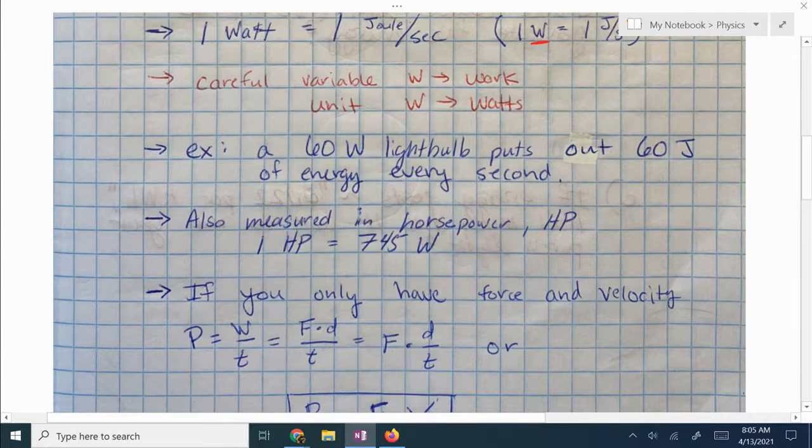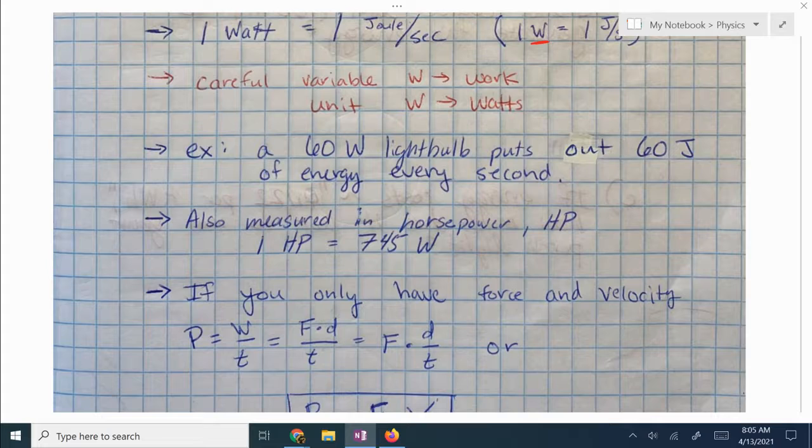An example of where we might think about this: watts commonly show up in light bulbs, probably the place you're most familiar with them. If we had a 60-watt light bulb, like one of those old incandescent light bulbs, they use 60 joules of electrical energy per second. So that's what that means.